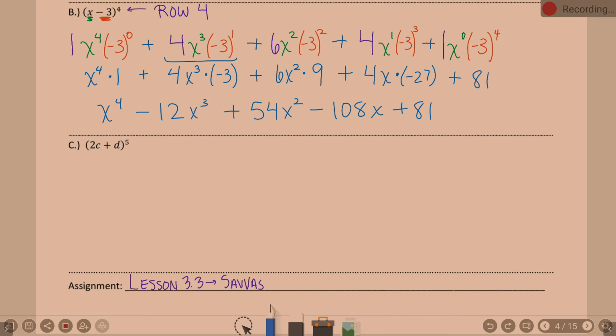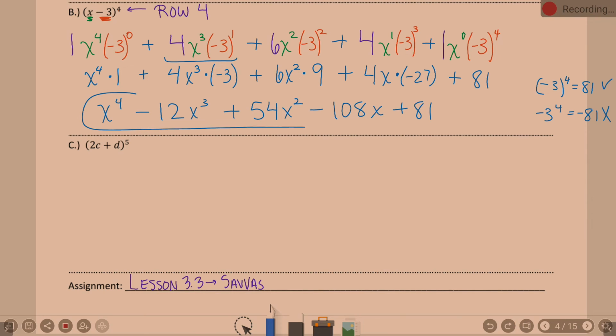In your calculator, random comment, if you did negative 3 to the fourth, you got 81. That's what I want. If you did negative 3 to the fourth like that, what'd you get? You got negative 81, which is not what we want. So just kind of beware there. Don't make calculator mistakes. Okay.